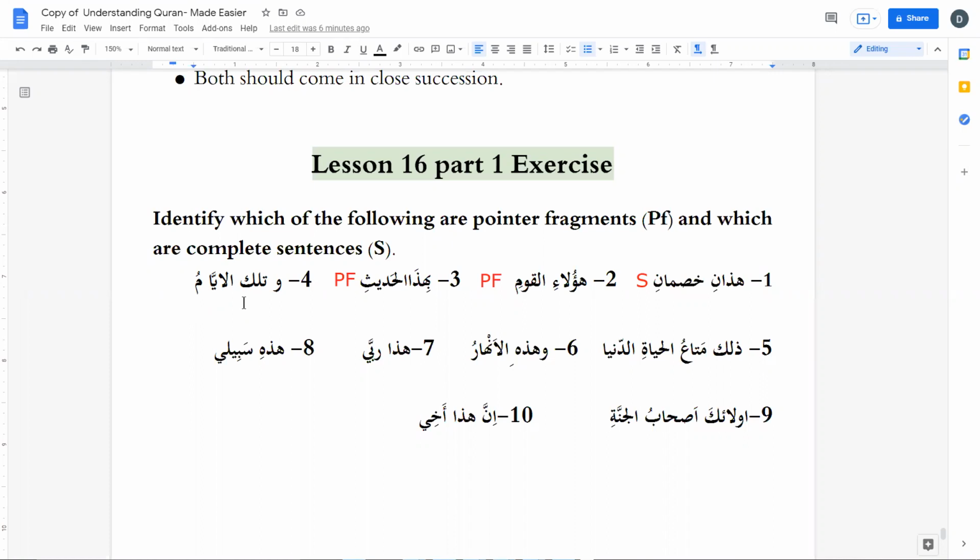Okay. Tilka is what? Tilka can be rafa, nasb or jar. Just leave it. And then tilka is status number. Tilka is singular, right? Tilka is singular, and tilka is feminine or masculine? Feminine, right? Feminine, and dhalika is proper also because it's ism ishara.